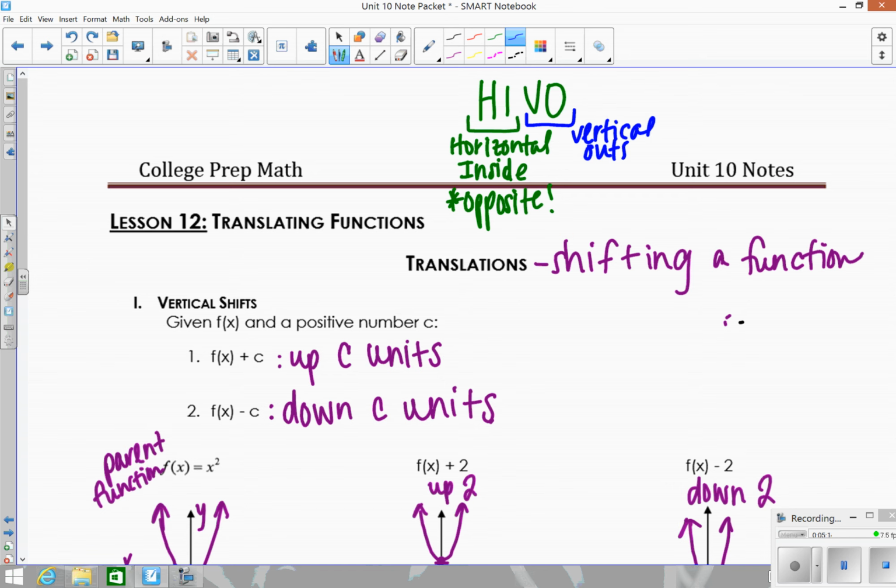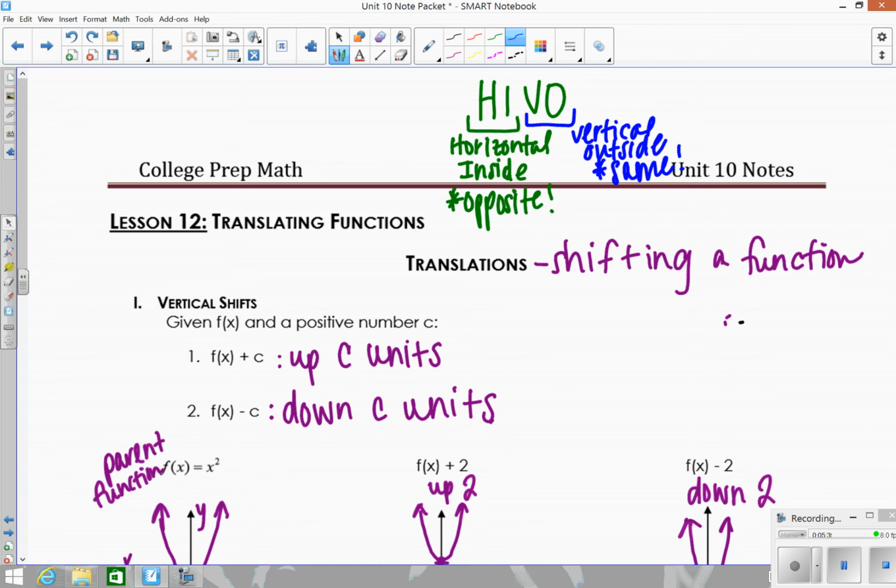outside. So that means if you're doing a vertical transformation, any kind of vertical shrinking, stretching, reflection, it's always going to happen on the outside of the function, where horizontal always happens within the function, in the parentheses. And vertical is always going to be the same as what you would think. So it's what makes sense. So if you're adding, you're going to be moving up. If you're subtracting, you're moving towards the negative numbers.